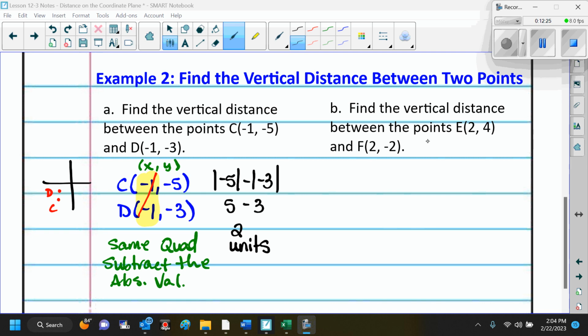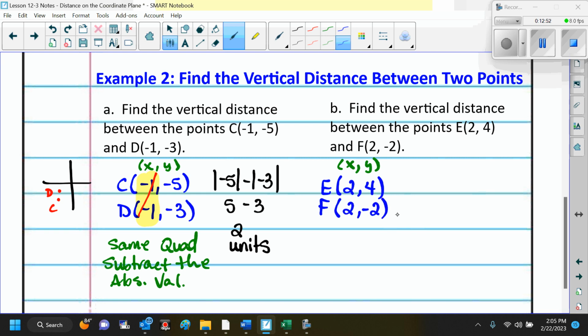So we want to find the vertical distance between points E, which is at (2, 4), and F, which is at (2, -2). So once again, I like to put the ordered pairs one on top of the other. So x, y. E is at (2, 4), and F is at (2, -2). Now, again, if you look here, the x values are the same. So that means we are not using that to calculate. We are using the y values. Now, we have to figure out, are we in the same quadrant or are we in different quadrants?